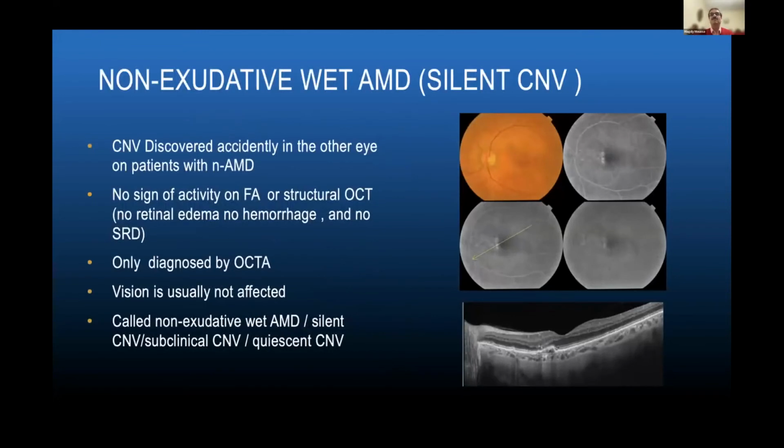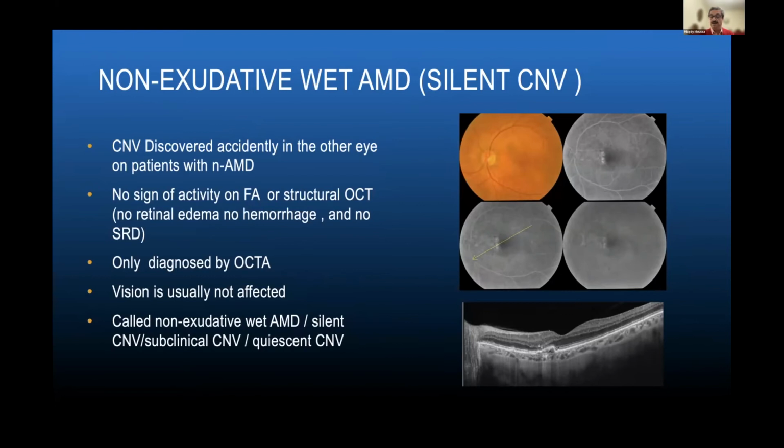Let me go first about the well-established non-exudative wet AMD, which we call silent CNV, quiescent CNV, intermediate CNV, or whatever we call it. It's a CNV discovered in the other eye of well-established neovascular AMD. It has no sign of activity on fluorescein angiography or on OCT, only RPE detachment. There is no fluid, there is no exudation, there is nothing leaking.